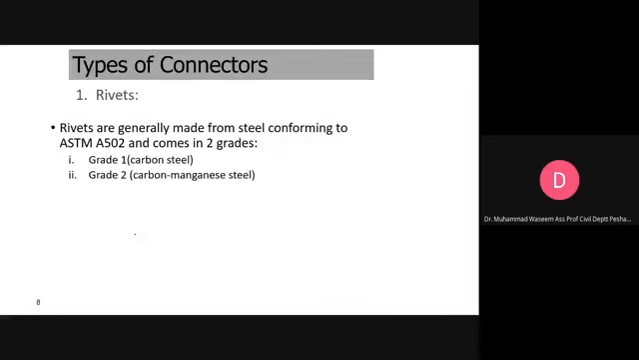Now, rivets are made of steel, and please remember, they are made from ASTM A502, which comes in two grades. Grade 1, which we call carbon steel, and Grade 2, carbon manganese steel. So remember that rivets are made from ASTM A502, and then we have Grade 1 and Grade 2.